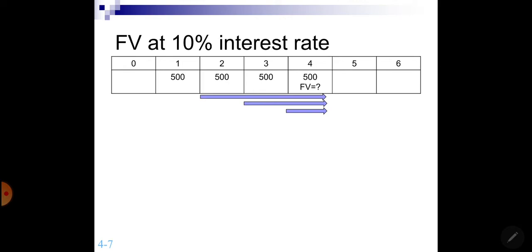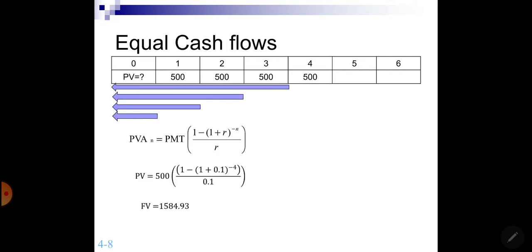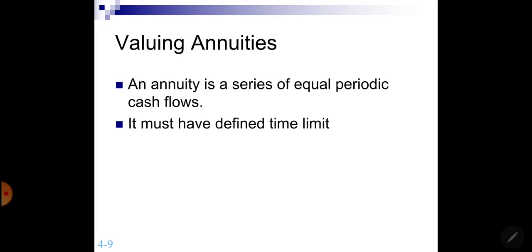In order for it to be an annuity, I'm going to skip this, and first we will look at the definition of annuity. An annuity is a series of equal periodic cash flows, and it must have a defined time limit. So there are 3 characteristics of annuity. Number 1, the cash flows have to be equal. Number 2, they have to be periodic, which means that either they will be every month or every year or every quarter. So it has to be repetitive with the same time gap.